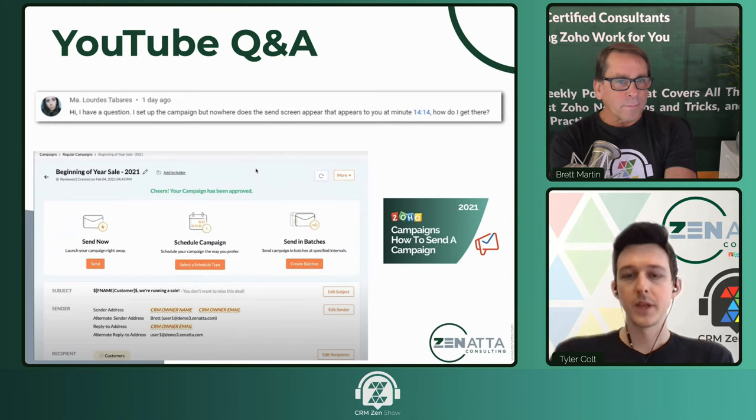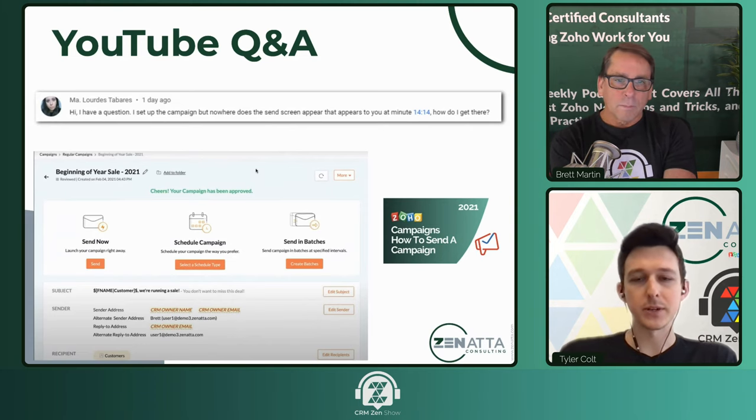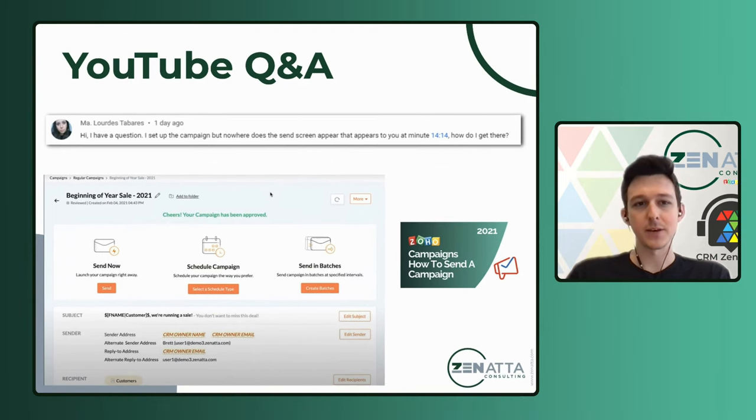Would you agree? Yeah, and if you go into the campaigns and you're not seeing this, you would probably just need to click into the campaign in the list of approved campaigns or unsent campaigns, and it should show this for you once it is approved.